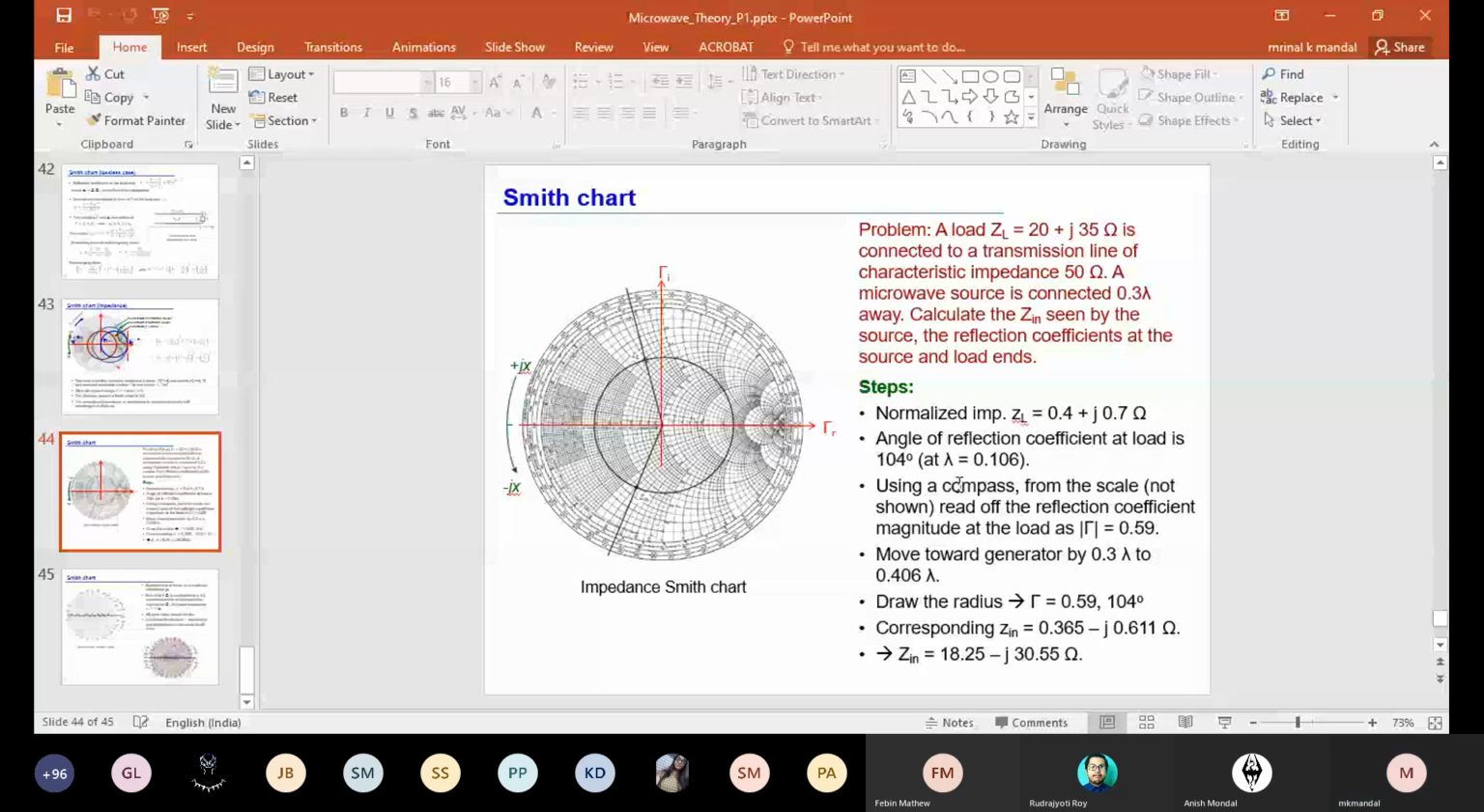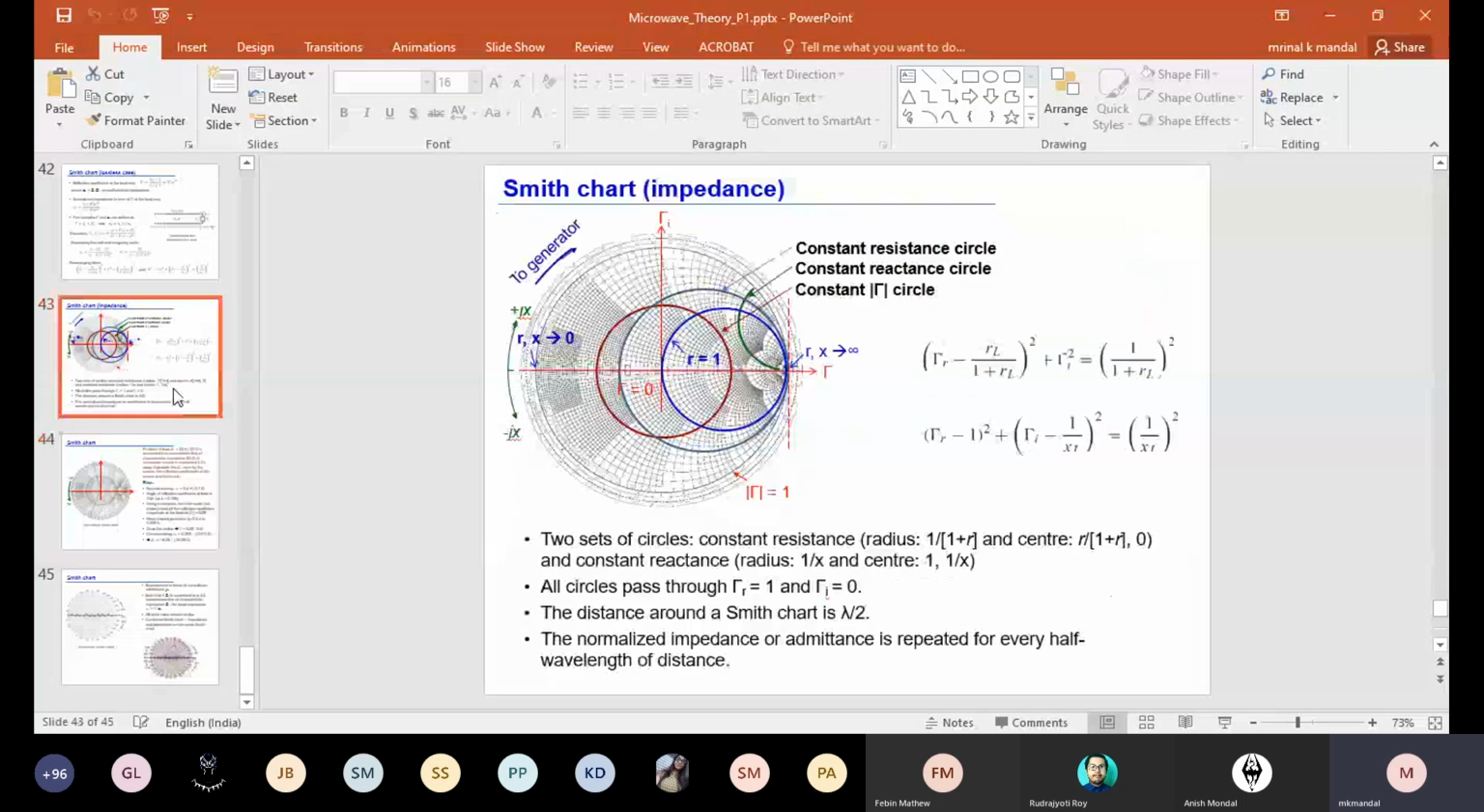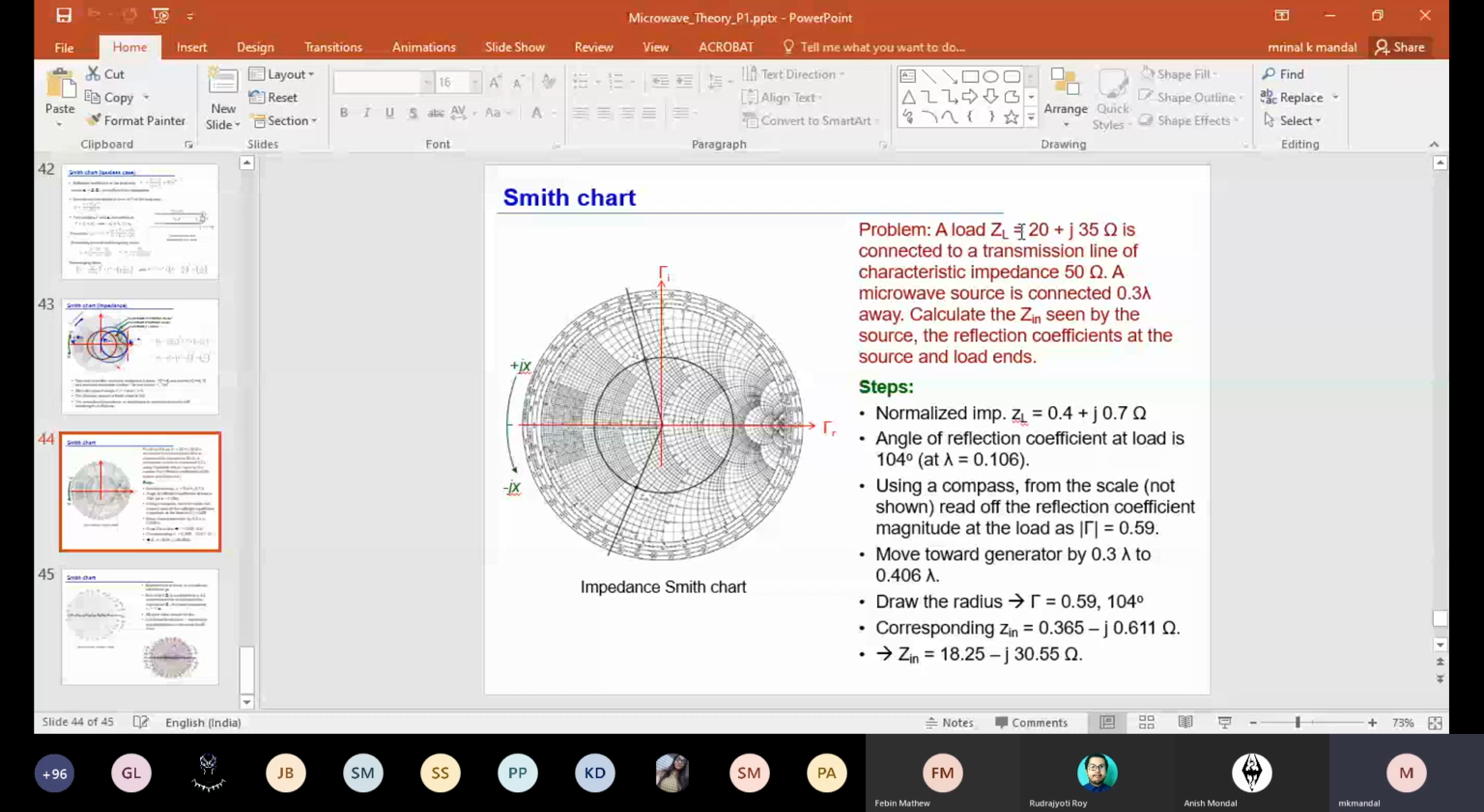Now, the very first step is to represent the normalized value of the load impedance. The load value is given as 20 plus j35 ohm, and the characteristic impedance is 50 ohm. Divided by 50, we have the normalized ZL, which according to D. M. Pozar's notation we represent by small z subscript L. That becomes 0.4 plus j0.7.